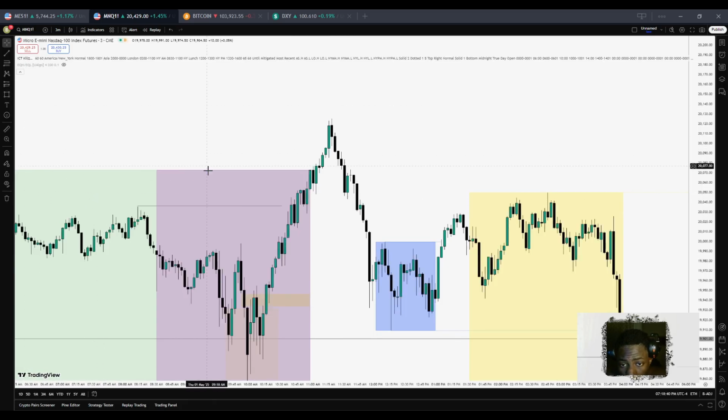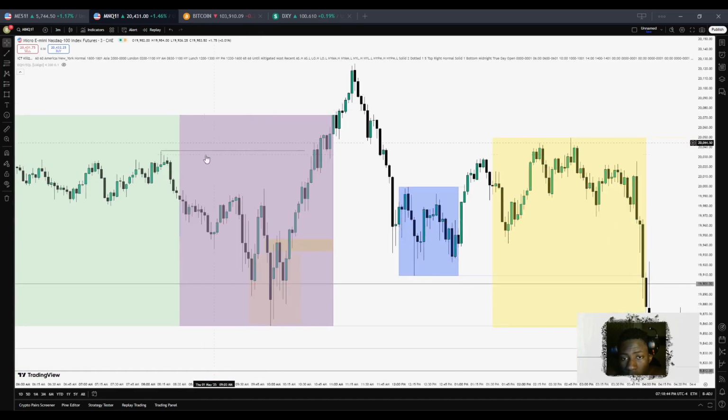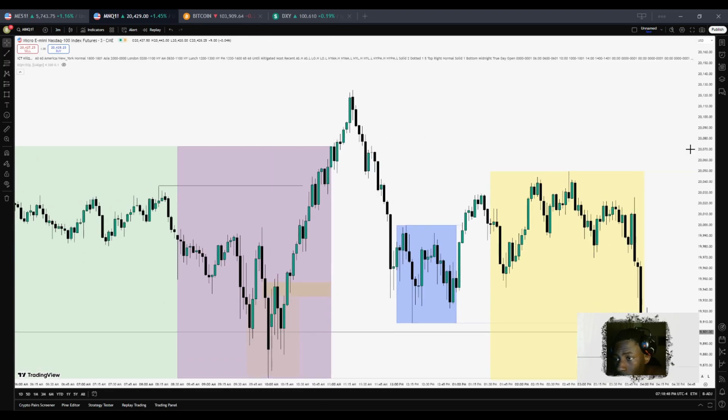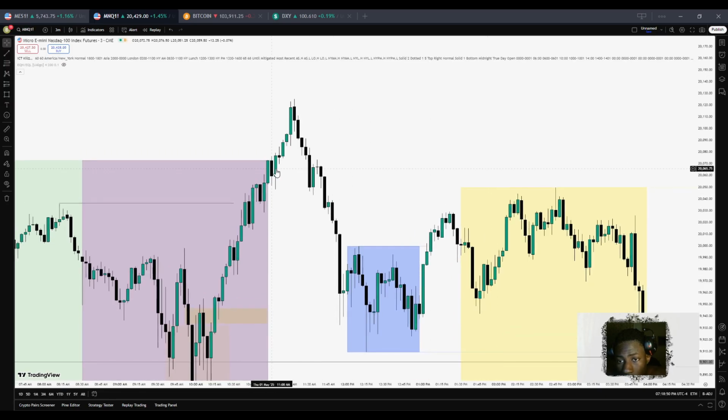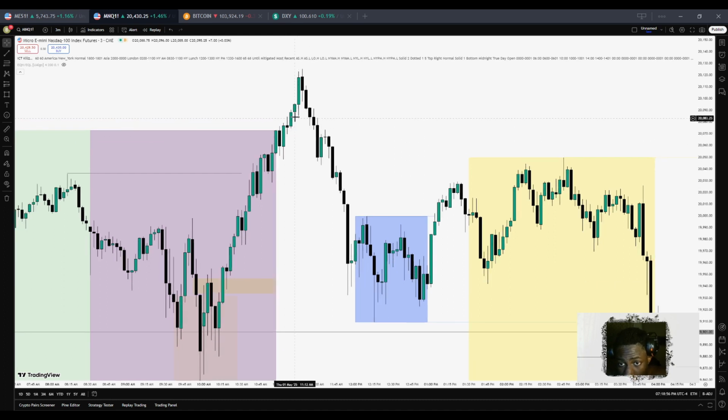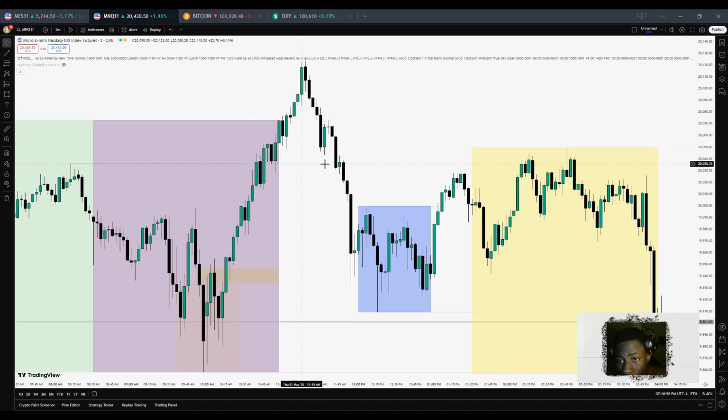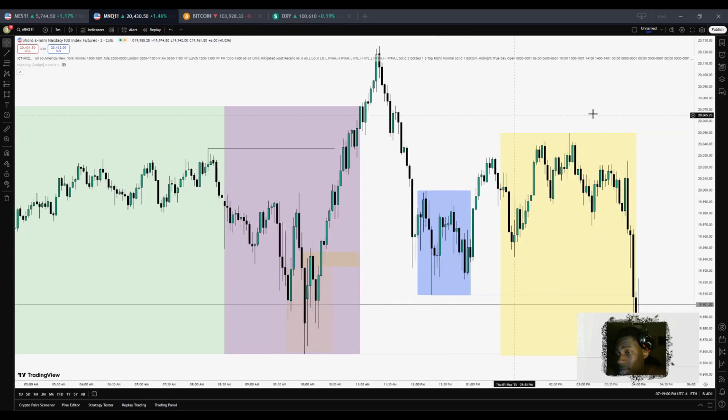So same process: wait for a sweep of session highs or lows. In this case, we swept London highs. Now you want to wait for a major reaction. You want to wait for your entry criteria, which is an IFVG to the downside. So if you look on the 1 minute time frame, which we did, obviously there's going to be a fair value gap there. But yeah, that's not the case.